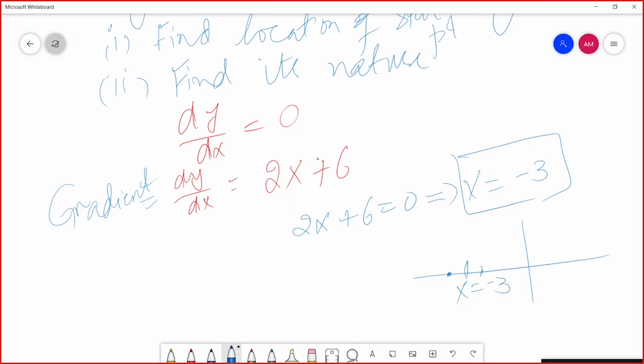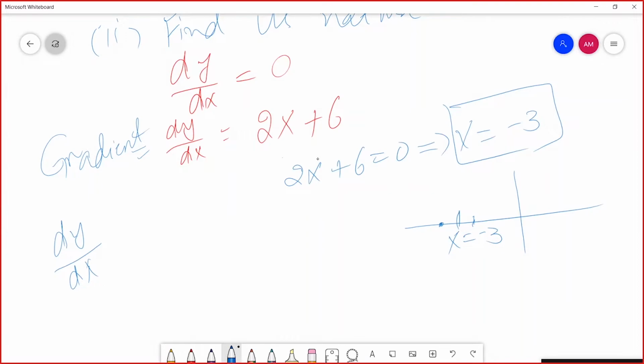We know dy upon dx is our gradient. So we want to check first the point on the right side or the left side, which would you prefer? Our actual point is x equal to -3, so we would be checking two points, one on the right side and one on the left side. Right. So we can put x equal to any number which is more than -3. What would you like to put?